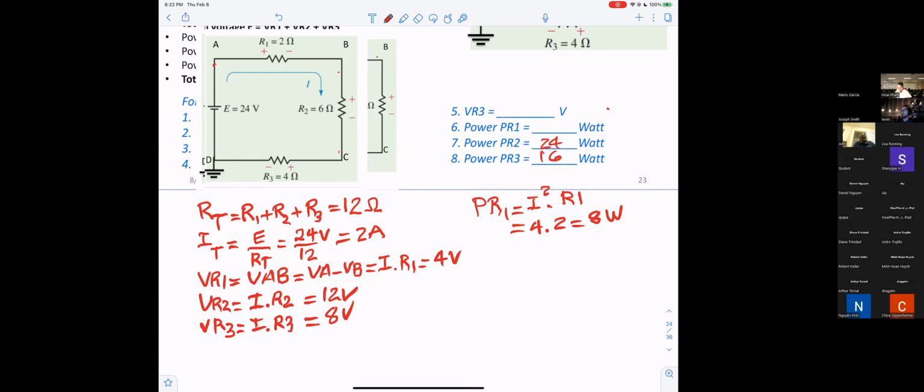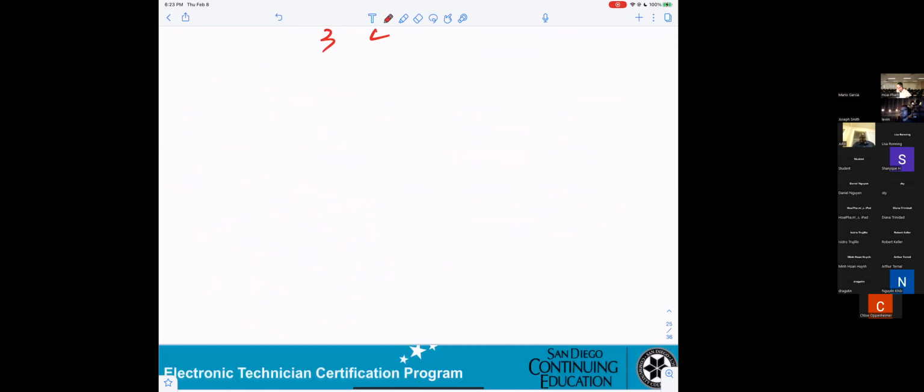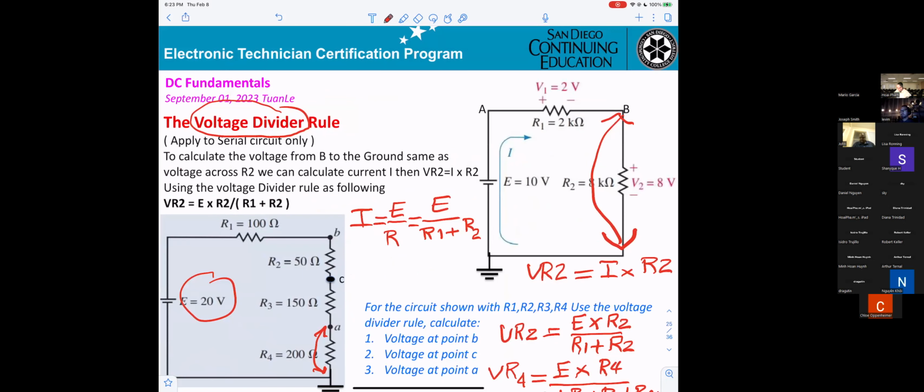So basically for the series circuitry, that's what we try to calculate, everything. Now, more questions regarding the voltage divider?